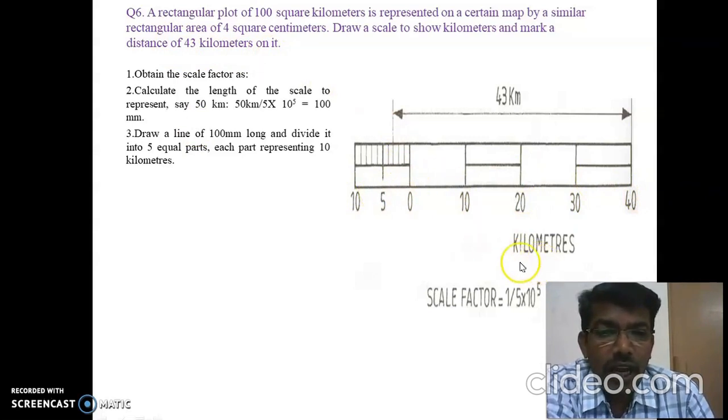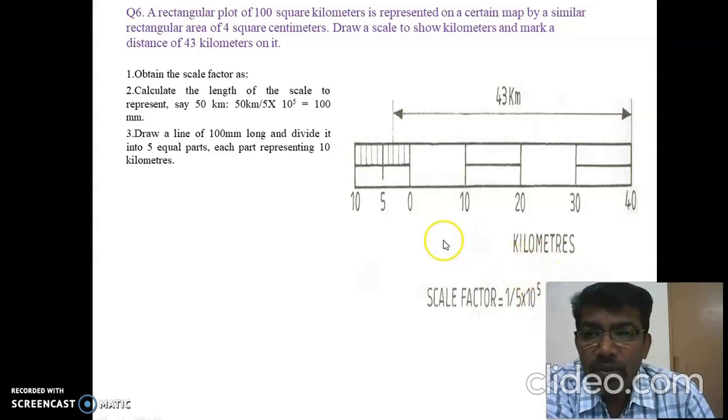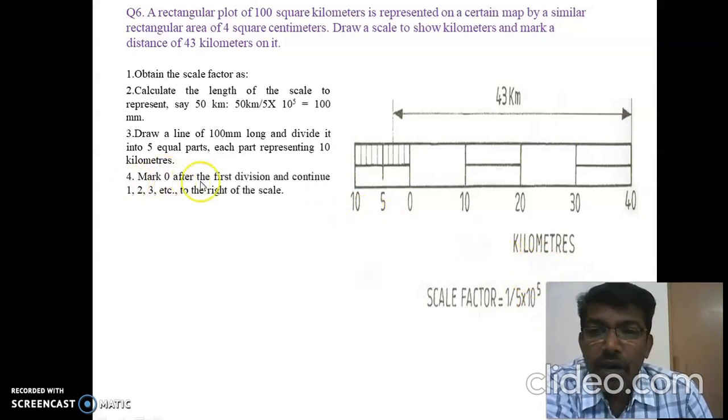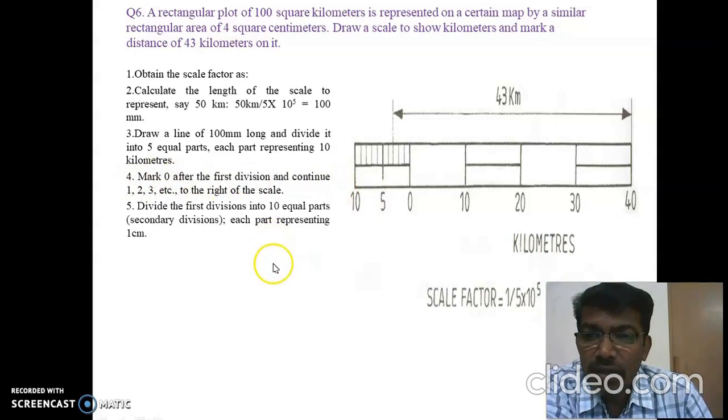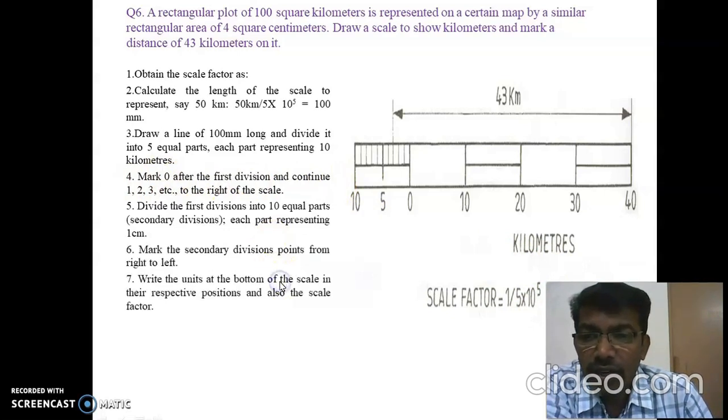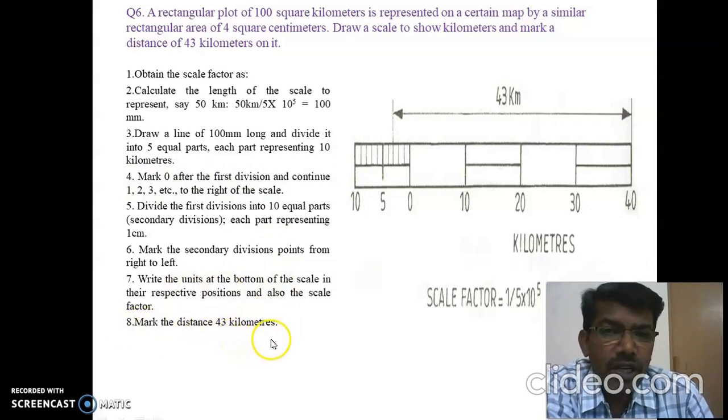Okay, then next here I have shown you kilometers, and here it is also kilometers. This is 10 kilometers, 20 kilometers, but here each subdivision represents 1 kilometer. Scaling factor is 1 by 5 into 10 to the power of 5. This 10 to the power of 5 is nothing but kilometers being converted into mm. Okay, mark 0, the same procedure of steps are there. So now mark a distance of 43 kilometers on it.